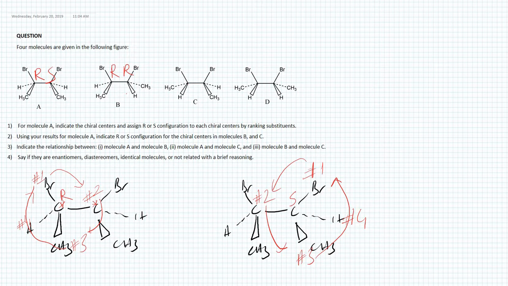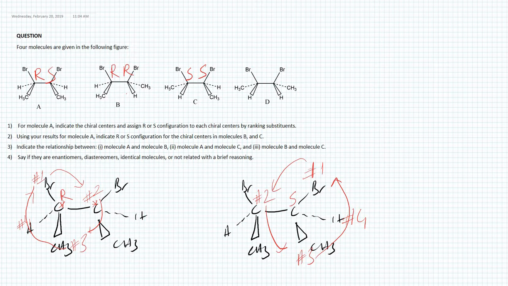Let's look at C, and we will compare again with A. Methyl and hydrogen are in opposite places, so this should be the opposite of R here, which is S. And let's look at the second one. The second one is exactly the same as in A. H behind, methyl front, H behind, methyl front, so it has to be the same as in molecule A. And let's do the last molecule, D.